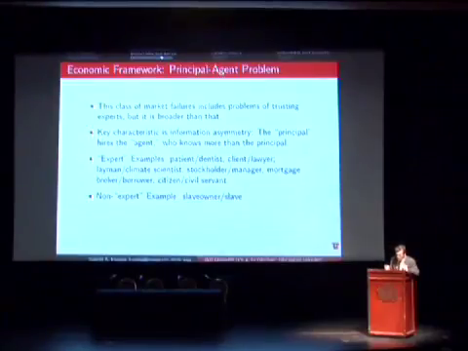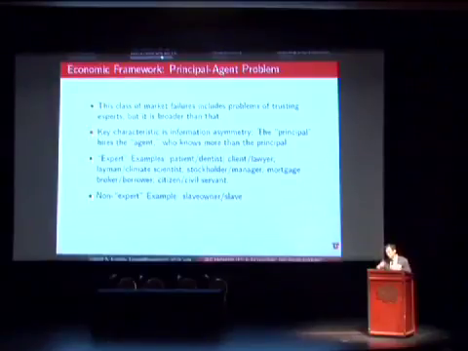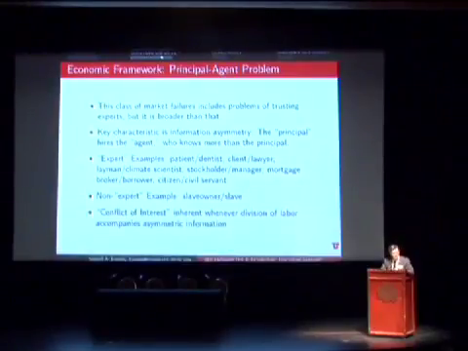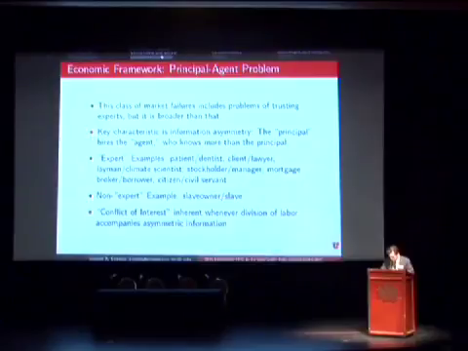Now, there are non-expert examples as well. An example is a slave owner and a slave. The slave owner doesn't know exactly how hard the slave is working. The slave knows that. And so there's this information asymmetry there as well. But I want to concentrate on these expert examples. We have an older term, conflict of interest, which captures this. And I think it's inherent whenever division of labor accompanies asymmetric information.